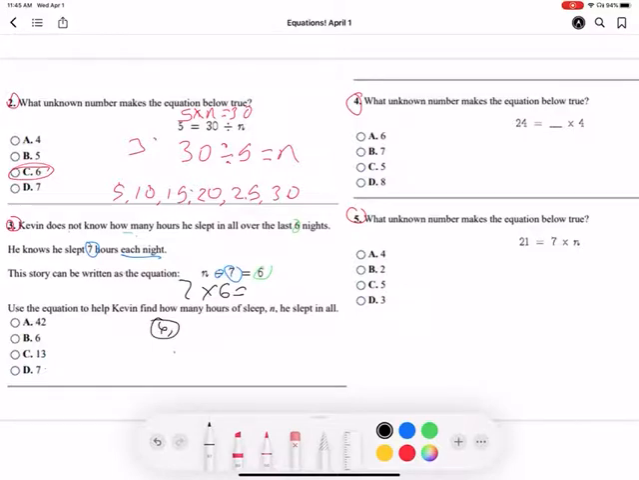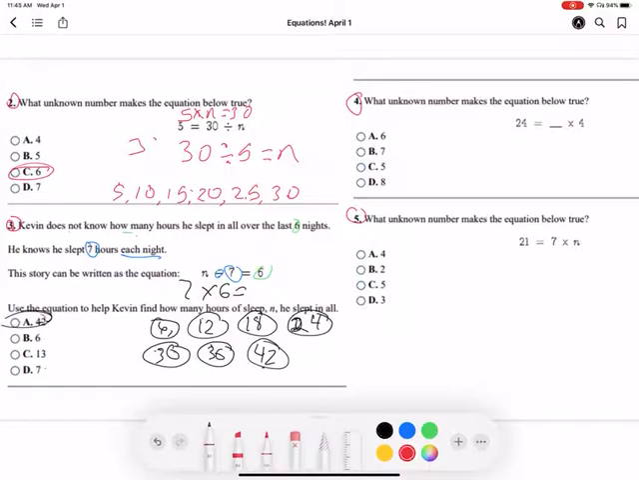I'm going to count by 7s. I've got 1 group, 2 groups, 3 groups, 4 groups. I made a mistake, didn't I? Nope. 4 groups, 5 groups, 6 groups, and then 7 groups. And I got 42. Boom. There we go. 42.